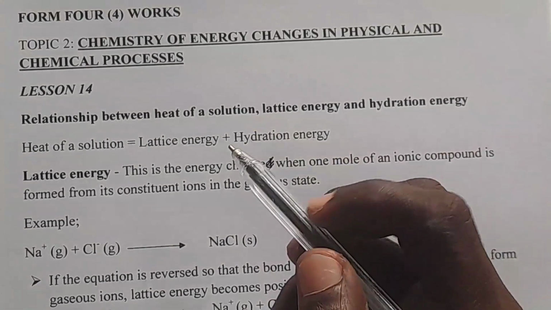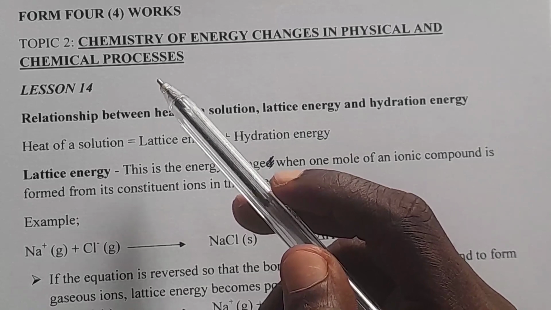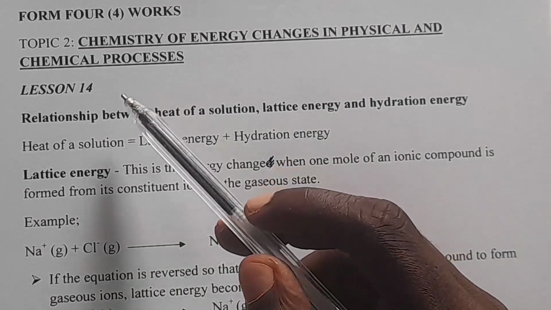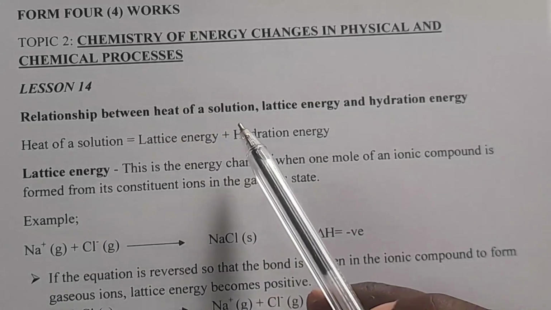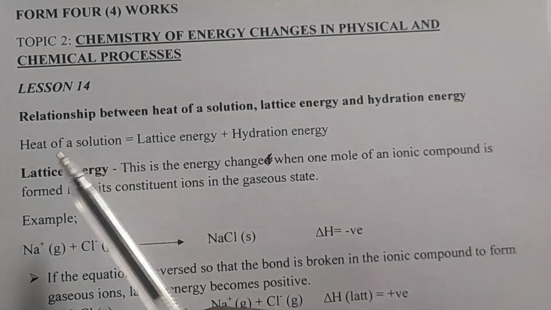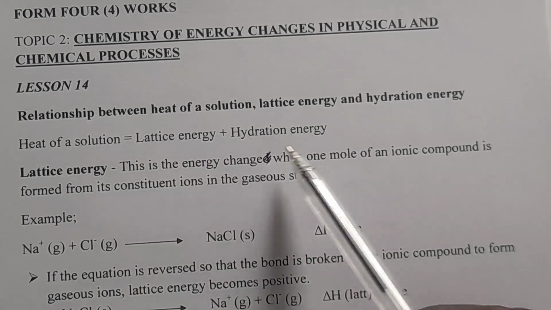Hello learners, previously in Form 4, Topic 2, Lesson 13, we were dealing with calculating Hess's law using the formula. So today, Lesson 14, we are going to do the relationship between heat of solution, lattice energy, and hydration energy. So heat of solution is given by the formula lattice energy plus hydration energy.